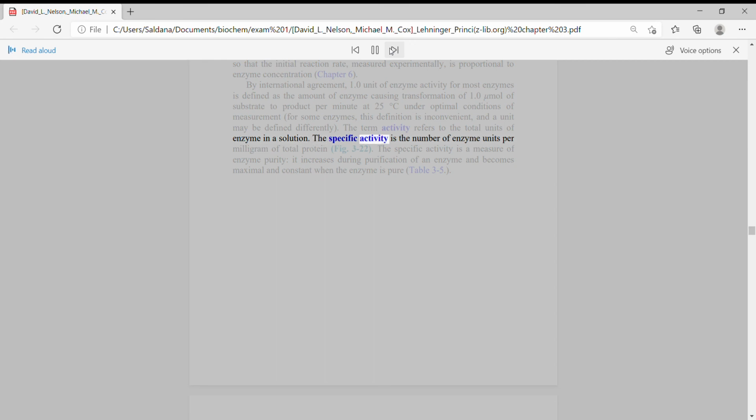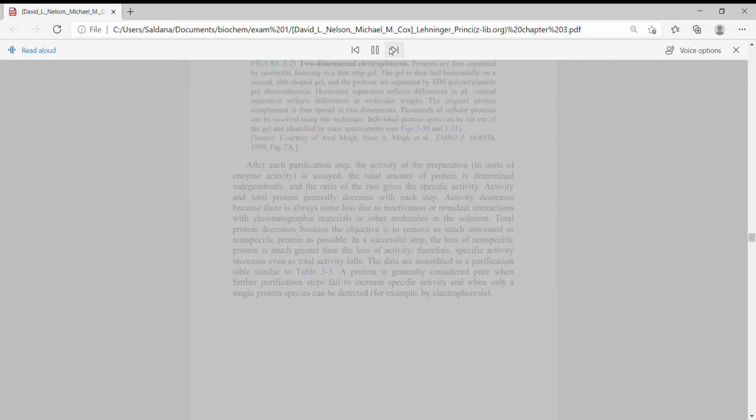The specific activity is the number of enzyme units per milligram of total protein, Fig. 3-22. The specific activity is a measure of enzyme purity. It increases during purification of an enzyme and becomes maximal and constant when the enzyme is pure, Table 3-5. Figure 3-20.